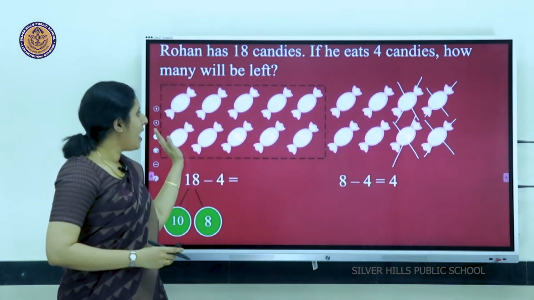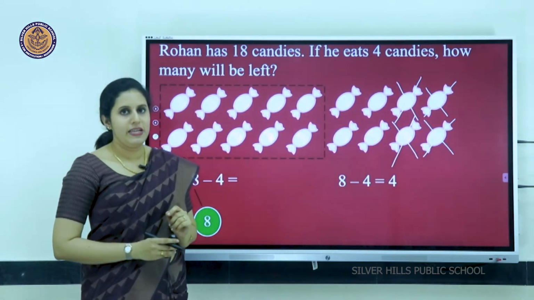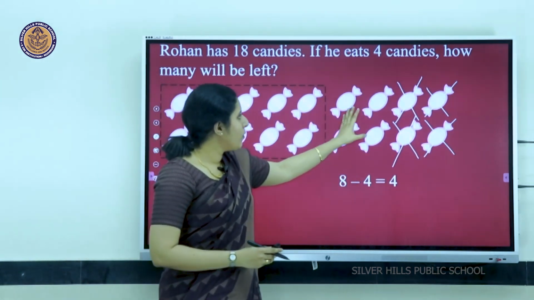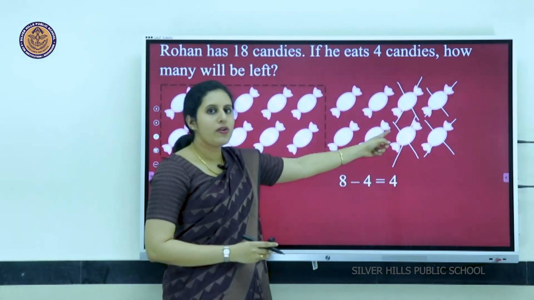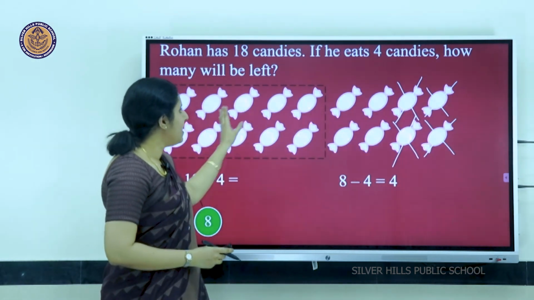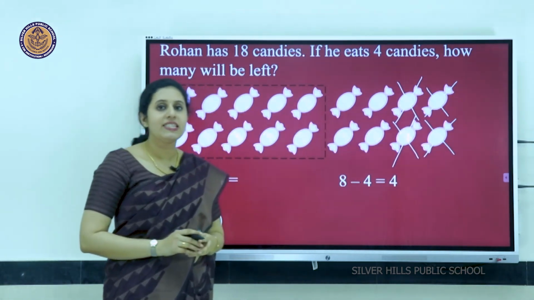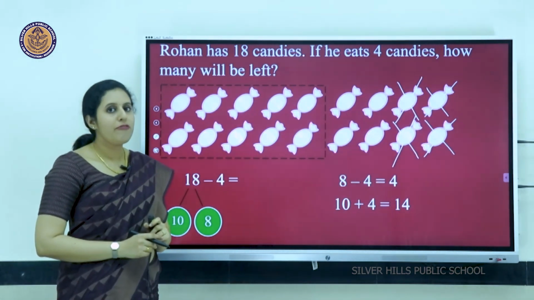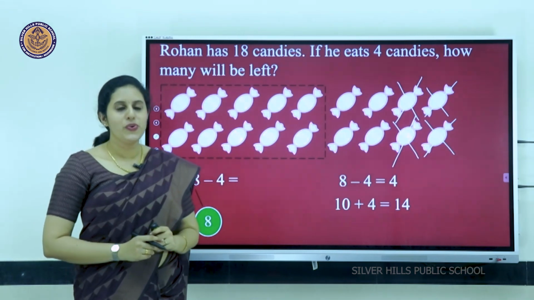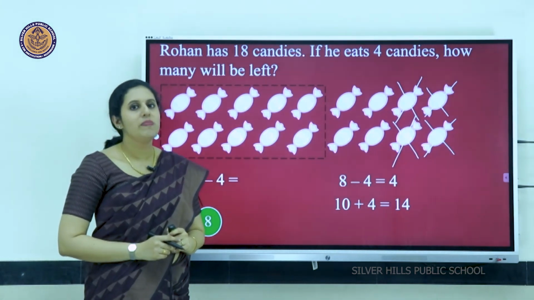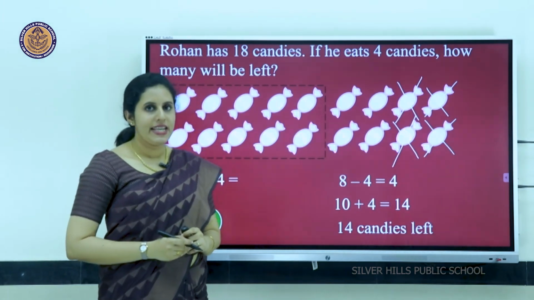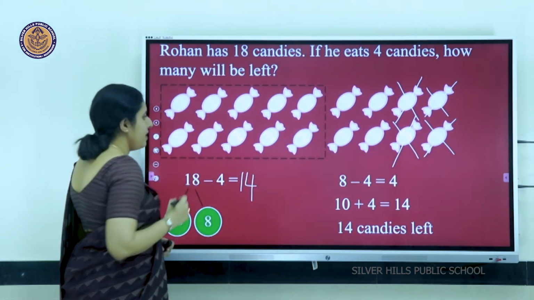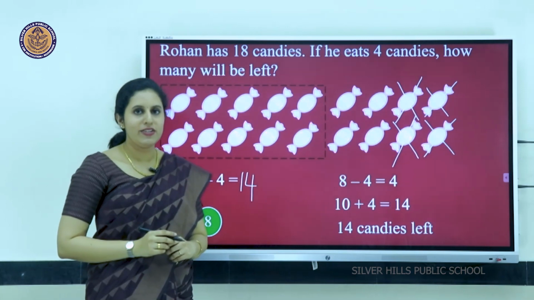Now, let us see how many candies are left here. 10 inside the group is still there. Outside now it has become 4 since 4 are gone. Okay. So, inside the group 10, outside the group 4. That means 10 and 4. What is 10 plus 4 or 10 and 4 put together? 10 and 4 put together is 14. That means there will be 14 candies left, and that is the final answer here. So, you write 14 here. I hope this problem is clear to everyone.